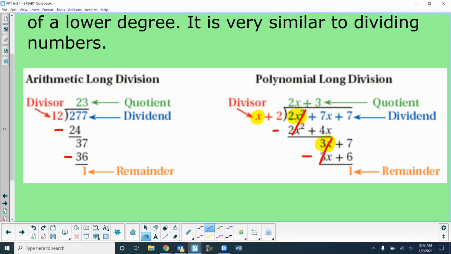These all lined up nice, right? That's what we want to happen. So if something's missing, you put in a plus 0, whatever's missing.